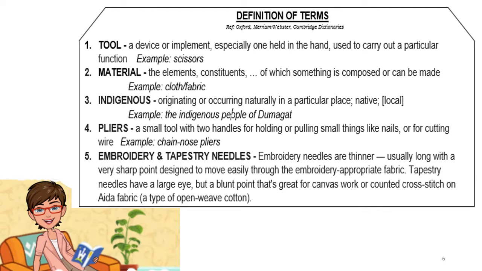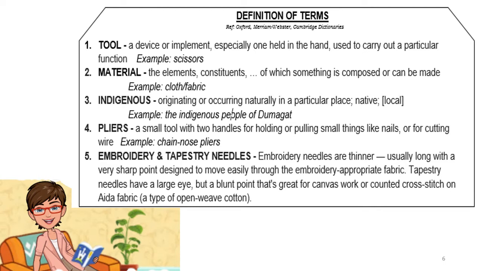Third is indigenous. It means originating or occurring naturally in a particular place. It also means native or local. Example, the indigenous people of Dumagat. So products from the people of Dumagat are called indigenous materials.